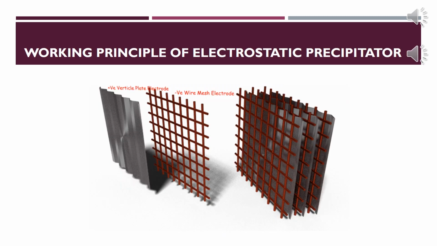The working principle of the electrostatic precipitator is quite simple. It has two sets of electrodes, one is positive and the other is negative. The negative electrodes are in the form of rod or wire mesh. Positive electrodes are in the form of plates. The positive plates and negative electrodes are placed vertically in the electrostatic precipitator alternatively one after another.